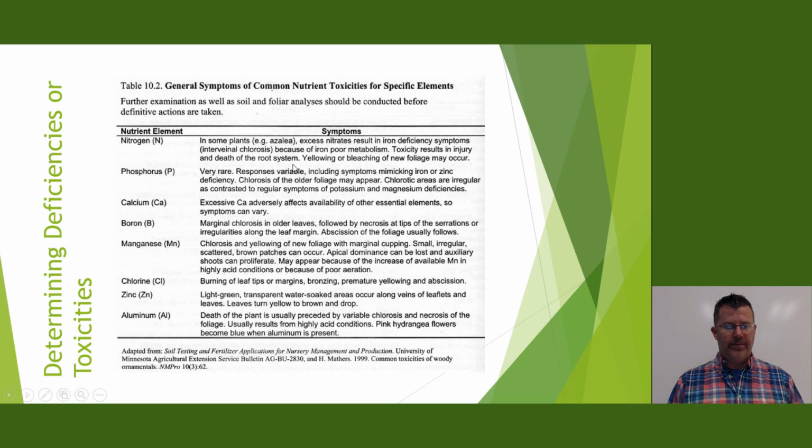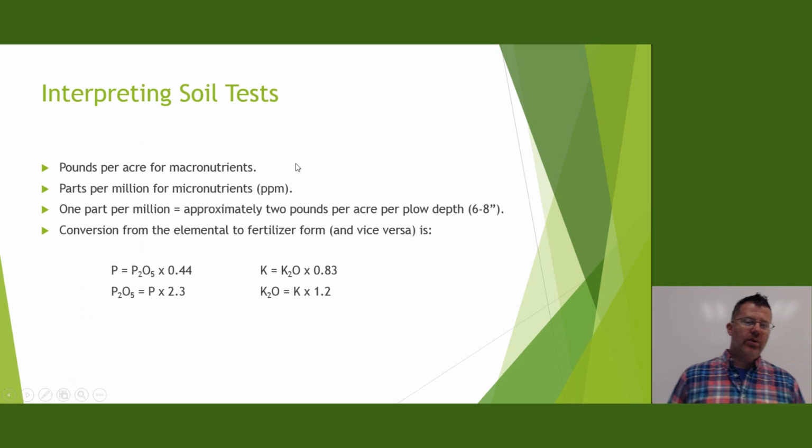Interpreting soil test. All right, when we get our soil test back, the macronutrients are going to be stated in pounds per acre. The micronutrients are going to be stated in parts per million. So just think micro would be a part of a million. It's small.